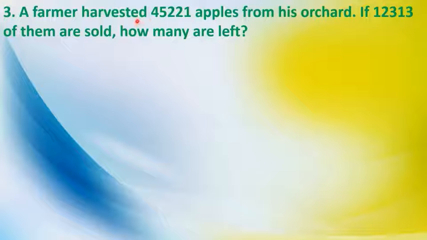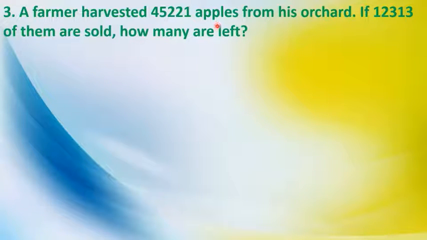Here it is. A farmer harvested 45,221 apples from his orchard. Orchard, you know, where? Mango groves and all will be there. Yes, in that they'll harvest apples, it seems. Tota, in Telugu we say, that is orchard. A farmer harvested 45,221 apples from his orchard. If 12,313 of them are sold, how many are left?